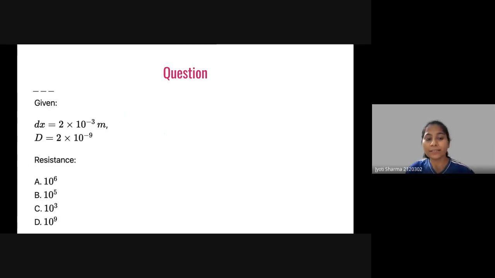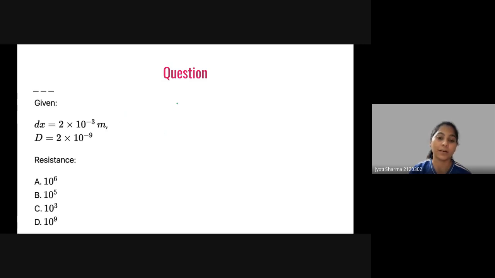Okay. So dx is given, that is 2 multiplied by 10 raised to power minus 3. D is also given, that is 2 multiplied by 10 raised to power minus 9. You need to calculate the resistance. We saw the similarity of Ohm's law with the net diffusion, and from there we learned the resistance. Yeah, A is the right answer.